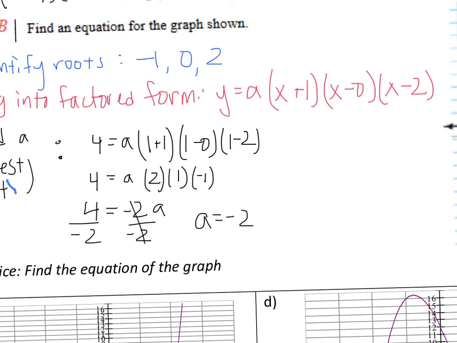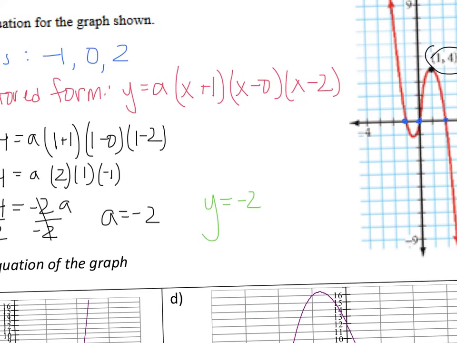Okay, that allows us then to write our final equation, y equals -2 times x plus 1 times x minus 0 times x minus 2.